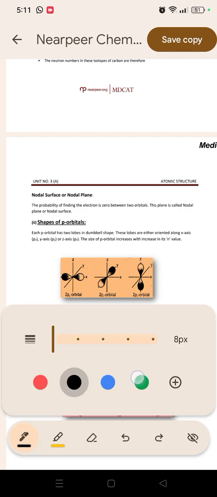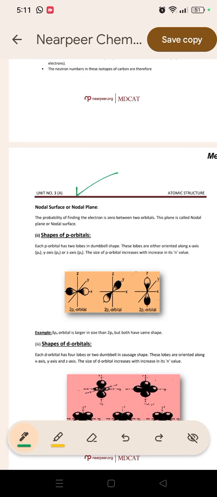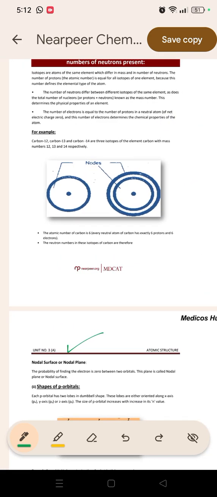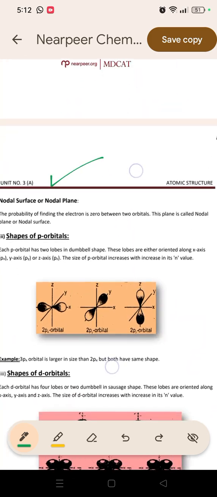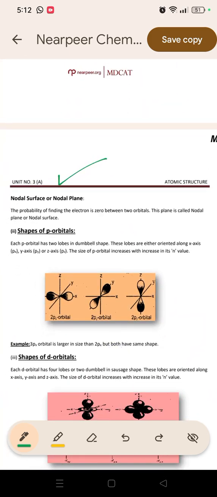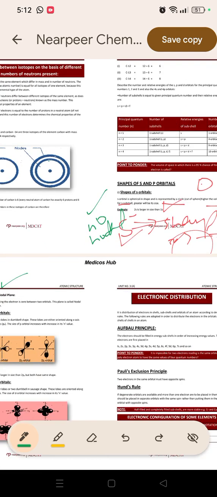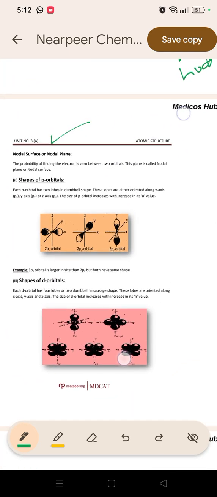Now, what is a nodal plane? Here you can see these are the nodes, where the probability of finding an electron is zero, between these two orbitals. The plane where the probability of finding an electron is zero is called a nodal plane, nodal space, or nodal surface. I'm sure it's clear. An s orbital has no nodal plane, no nodal surface.